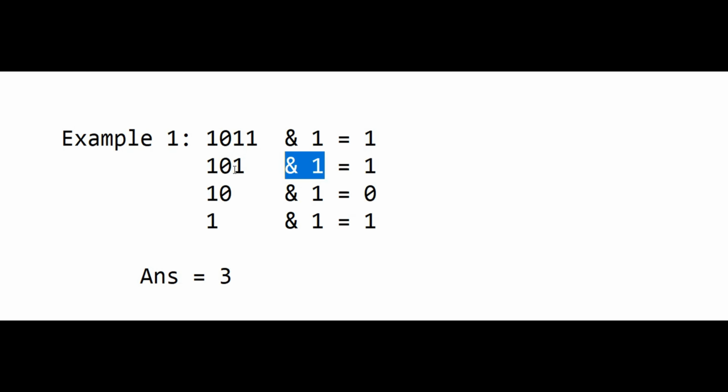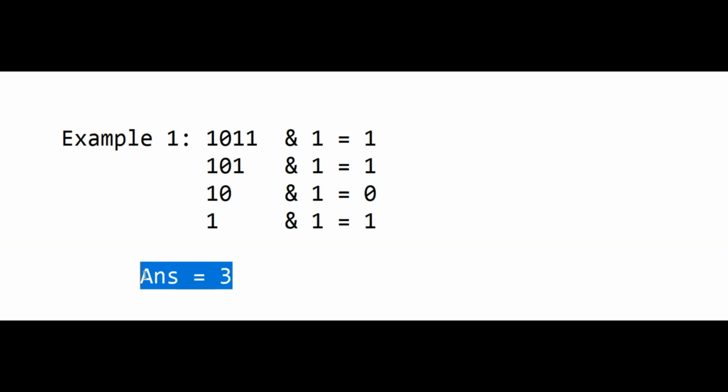After that, we have to divide 101 by 2 again, and 101 becomes 10, and we have to perform the AND operation, and the result will be 0, because the AND operation between this 1 and this 0 will result in 0. After that, we have to divide 10 by 2 again, and 10 will become 1, and the AND operation between these two will result in 1. So in total, there are three 1s. So in the first case, the answer is 3. So that is the solution of this problem.